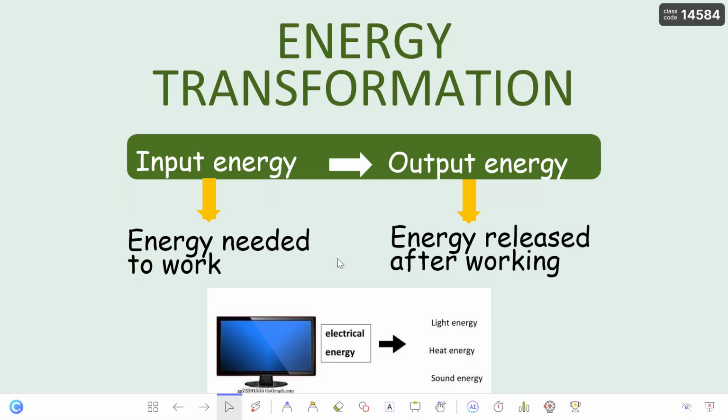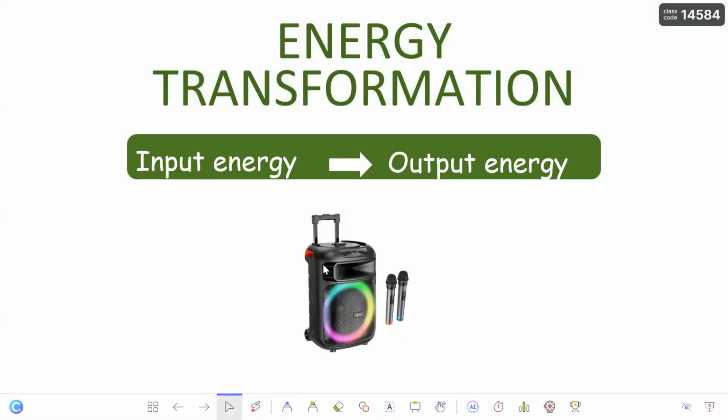As in the following example, as you notice over here, the TV needs electrical energy. So electrical energy is the input energy. But when it works, it releases light energy, heat energy, and sound energy. These are the three forms of energy released. They are called the output energy. So, again, input energy is the energy needed to work, while output energy is the energy released after working. Okay? Transformation of energy is when the input energy is going to change to another form.